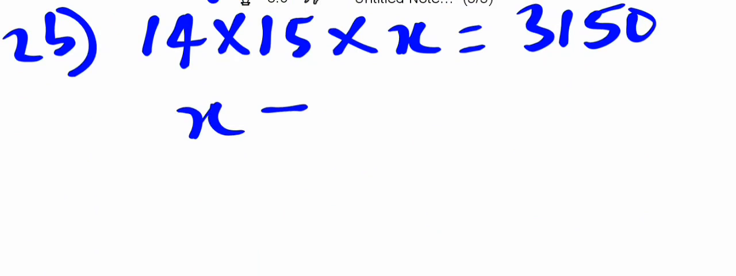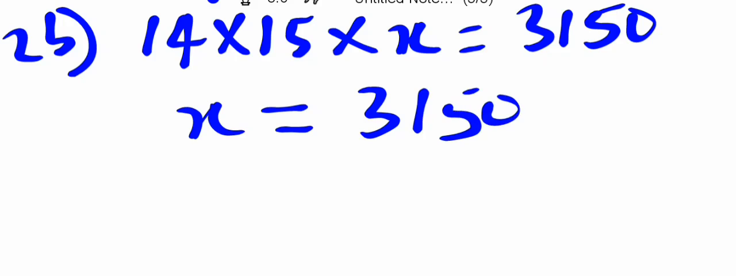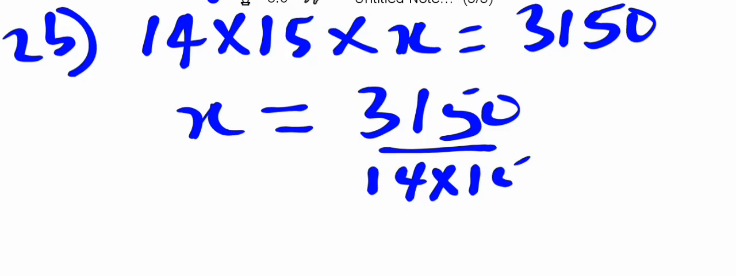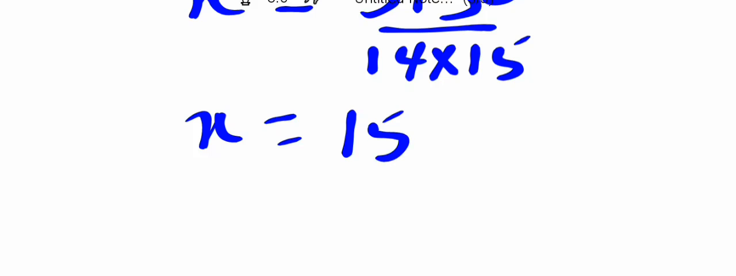Then here now, by the time you divide both sides by this, x equals to 3150 divided by 14 times 15. Here, by the time we do this one with our calculator, or when we multiply and divide, what we have here, x will now be equals to 15. So that is the answer to question number 2b.